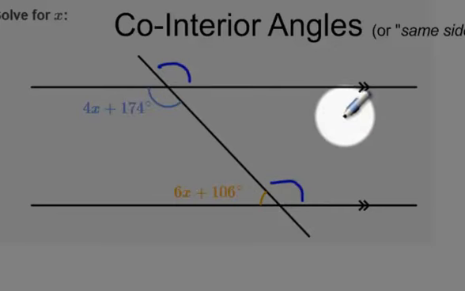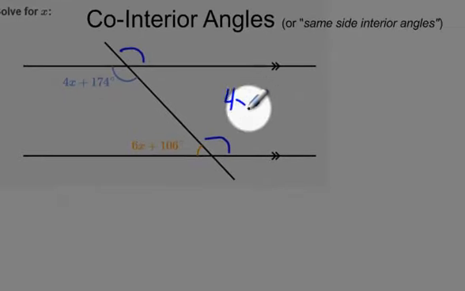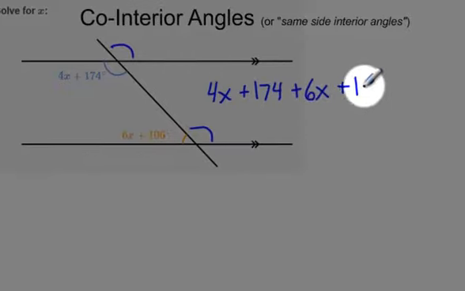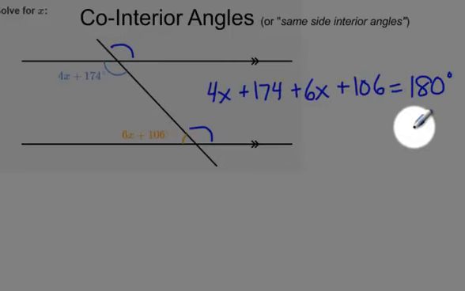So it's a little bit different than the other questions. You're going to have to say this 4x plus 174 plus 6x plus 106 degrees is equal to, remember what it is? These two are equal to 180 degrees. So how do we do this?